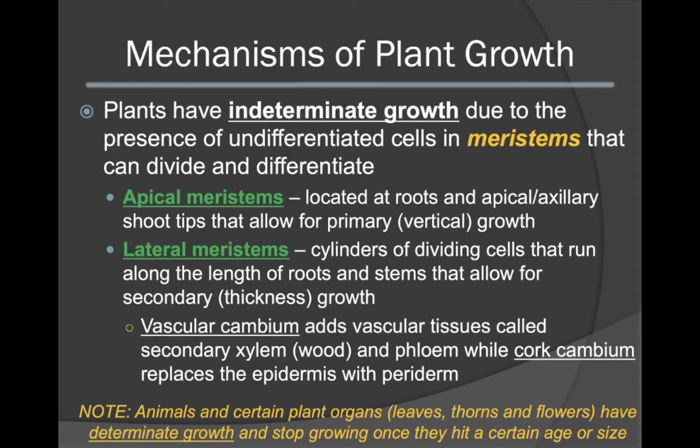In addition, vascular cambium and cork cambium are also important in the growth of the plant. Vascular cambium adds vascular tissues called secondary xylem and phloem, while the cork cambium replaces the epidermis with the periderm.